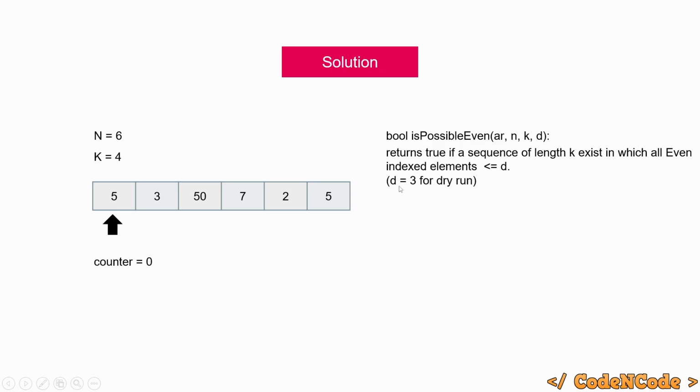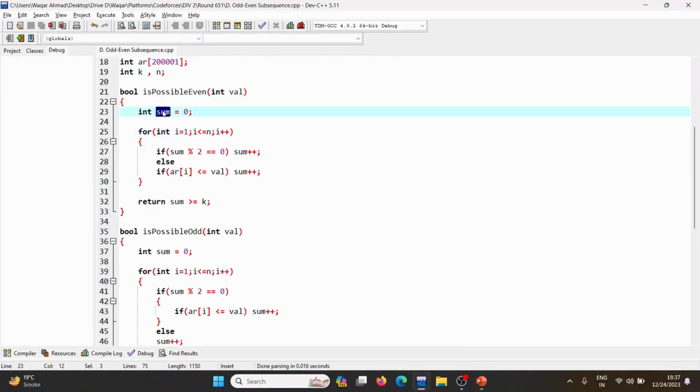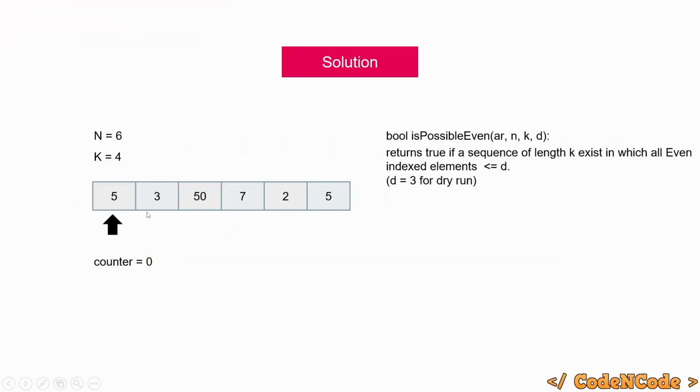All right. So to implement this, all you need is a counter. If you see here, sum, this is the only thing that you need. I've implemented it using sum; you can call it count. It counts how many elements I have found in a valid subsequence. Since we are calling the even function, a valid subsequence is that at all even indices the value should be less than equals to t. That is a valid subsequence.